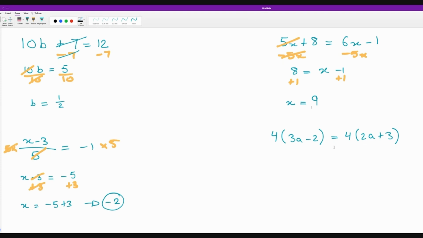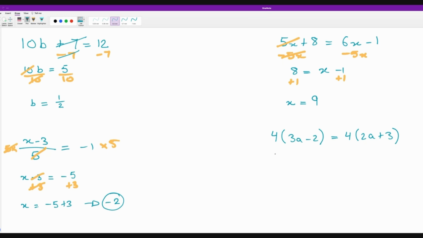Let's now have a look at the final question. This one's a little bit of an advanced question because we have pronumerals on both sides and we have bracket expansion. So let's go through this together. Whenever we see brackets, the goal is we first need to expand them when we're solving these equations. So let's expand both the brackets on either side.